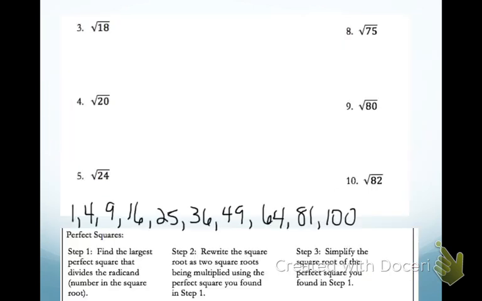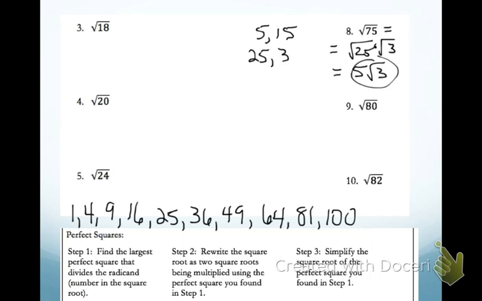All right, let's do a little more practice. So 75, square root of 75. 75 is not a perfect square if you look at our perfect square list, but think about factors of it. So we can do 5 and 15, but neither of those are perfect squares. So past 15, 25. 25 and 3. So I can rewrite that as the square root of 25 times the square root of 3. Square root of 25 is 5. And I can't take the square root of 3 evenly, so I leave it.